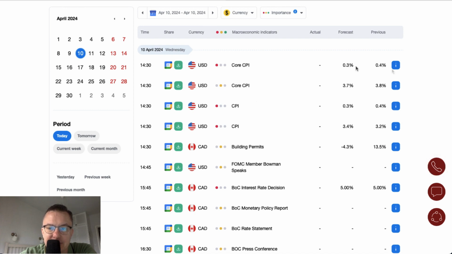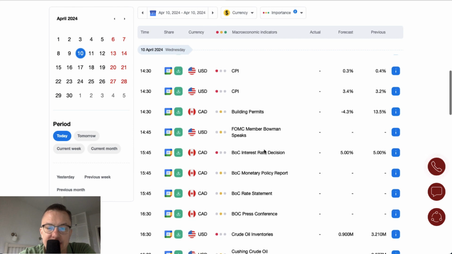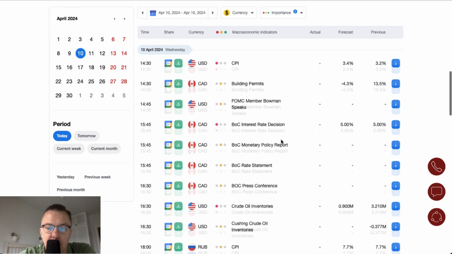The market participants expect the core CPI to decrease to 0.3% and the CPI to decrease to 0.3% as well. The yearly CPI should increase from 3.2% to 3.4%. At the same time, we got the building permits data from Canada scheduled for release, and 15 minutes later, a speech from the FOMC member Bowman.